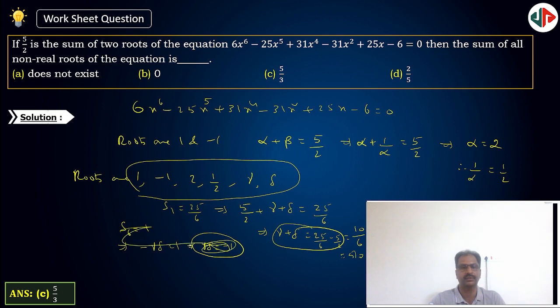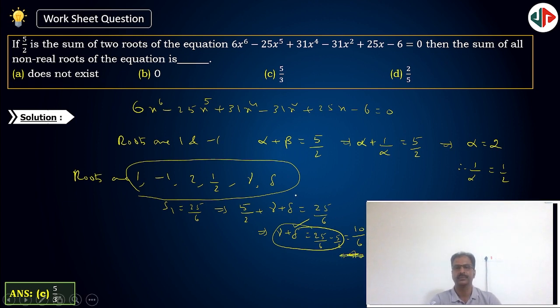S6 is not required. The question is finding the sum of the non-real roots. Here gamma and delta are the non-real roots. Only the sum is required. So answer is 10 by 6 or simply 5 by 3. Option C. Remember, for a reciprocal equation, roots are reciprocal to each other. If one root is alpha, the other root will be 1 by alpha.